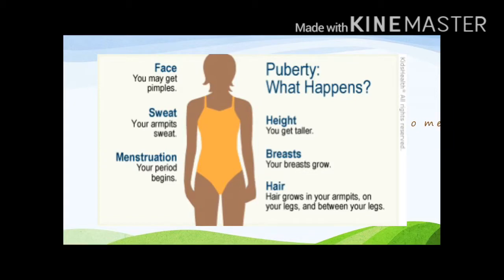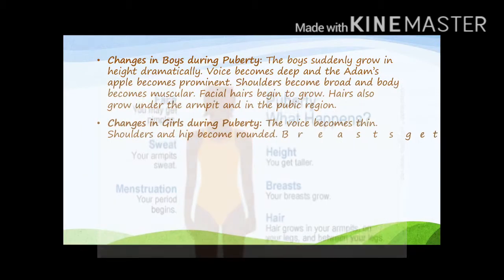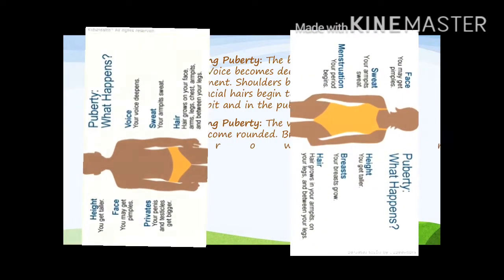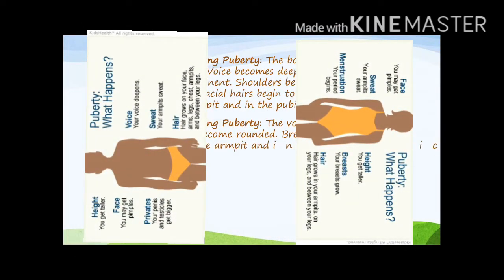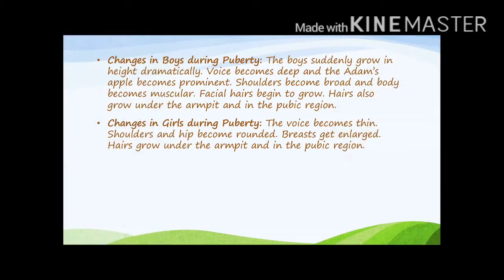Now what happens when boys and girls come into puberty? Let's discuss the changes. First of all, changes in boys during puberty. The boys suddenly grow in height dramatically. Their height increases, and the body becomes a little bit weakened. The voice becomes deep and the Adam's apple becomes prominent.